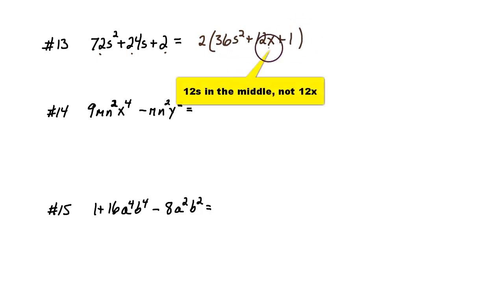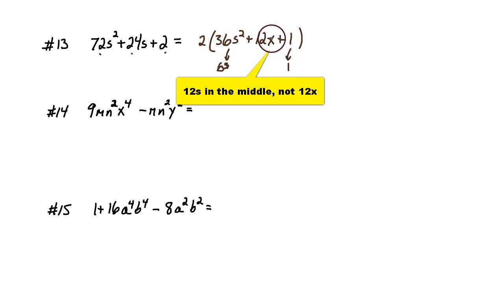Now let's see if this trinomial factors farther. The first number is a perfect square, and so is the last number. So I'm wondering if this is a perfect square trinomial. The square root of 36s squared is 6s. The square root of 1 is 1. Is 12x twice the product of 6s and 1?